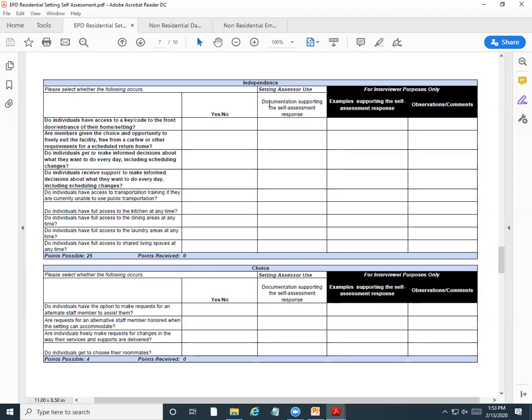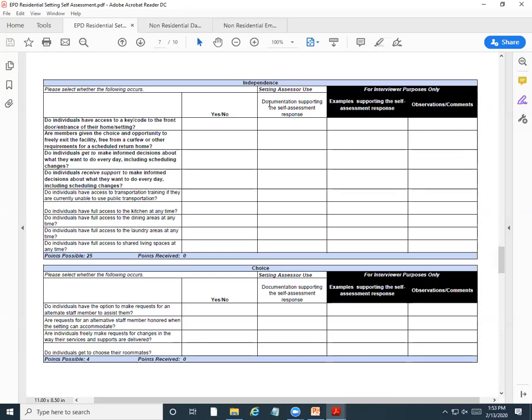Are members given the choice and opportunity to freely exit the facility, free from curfew or other requirements for a scheduled return home? We have to keep in mind these, for the most part, are adults and this is their home. I can come and go from my home at any time. If I want a Coke at 2 o'clock in the morning, I can go to Circle K and get one. There's no one that would stop me because I don't have any health and safety concerns.